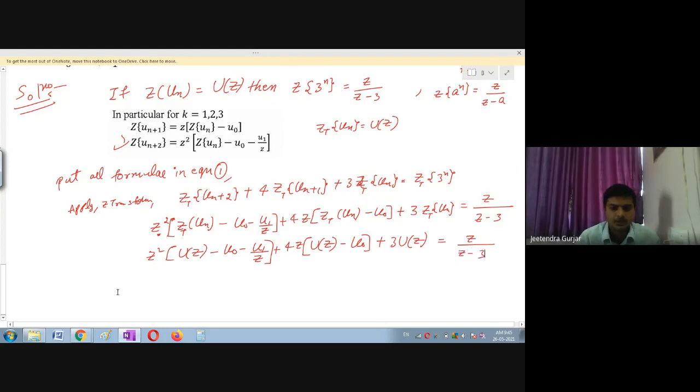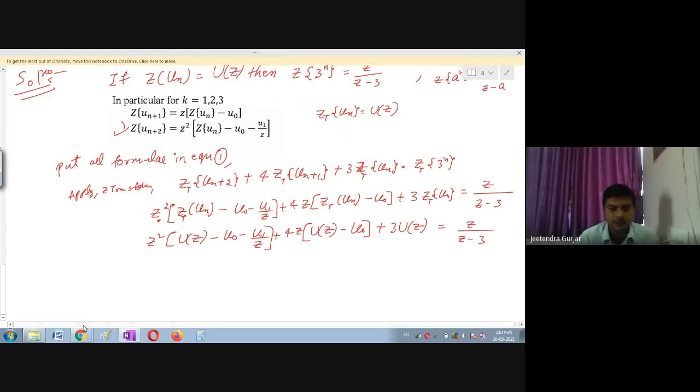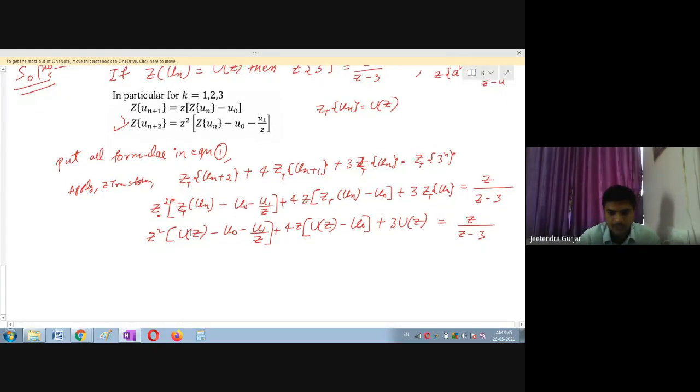Now what you are going to do? Yes, you are going to find u of Z. That is what we wanted, right? So I will just multiply, or open the brackets. So open the brackets here. I will multiply this z square inside this, and this 4z inside this. So that implies, students, this is z square u of Z minus z square u naught minus u1 z will get cancelled. Please remember here, denominator z is there, numerator z square is there, so one z will get cancelled.